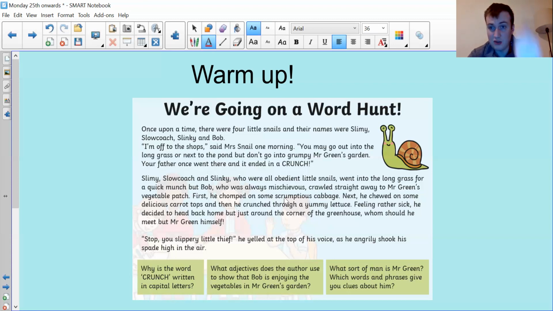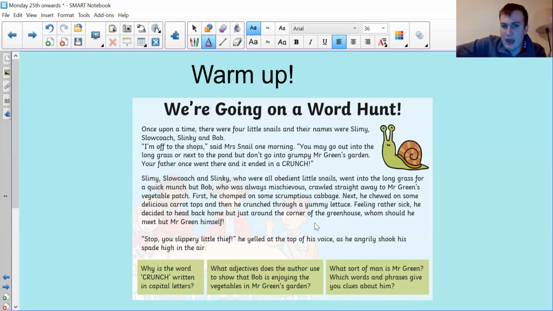That's a really good word. So we can tell he enjoyed the cabbage. Delicious carrot tops. Oh, delicious. That adjective tells us he likes it. Here's lettuce, yummy. So we've got 3 adjectives there, all describing the vegetables as really good. So that's how we know Bob liked them.